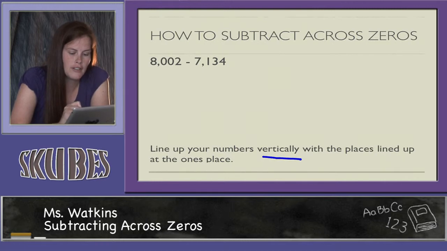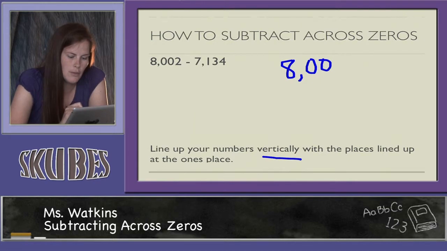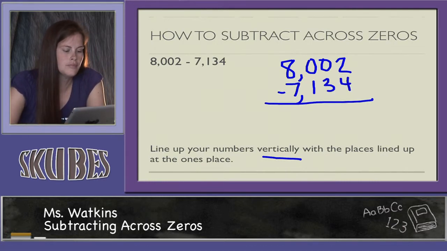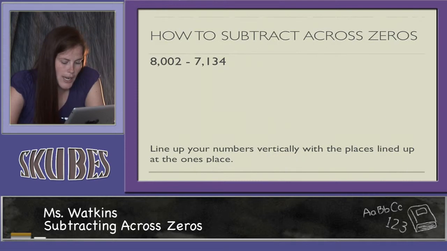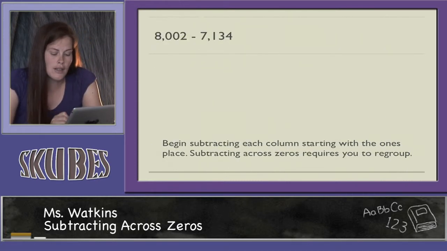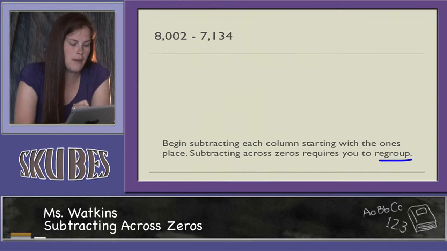So to line them up vertically, I'll take my first number, 8,002, and I'll line it up vertically with the second number, 7,134. Okay, next, begin subtracting each column starting with the ones place. Subtracting across zeros requires you to regroup. All right, so let's line them up vertically again.